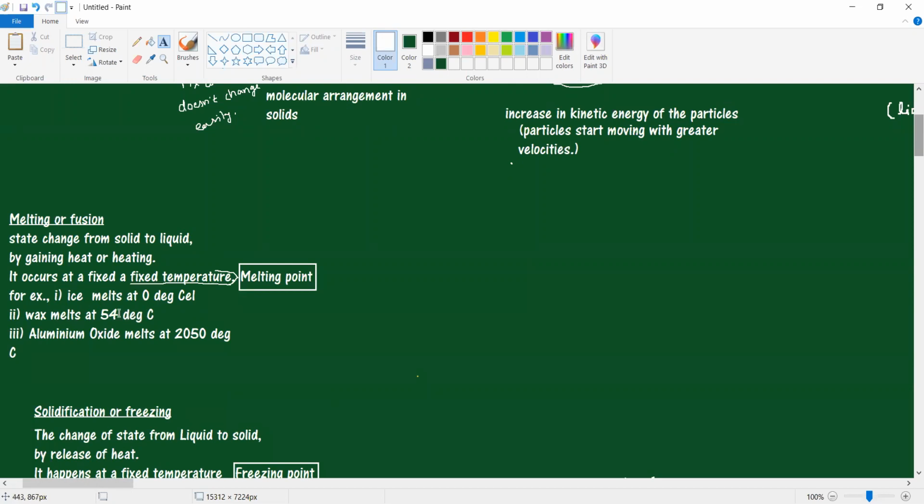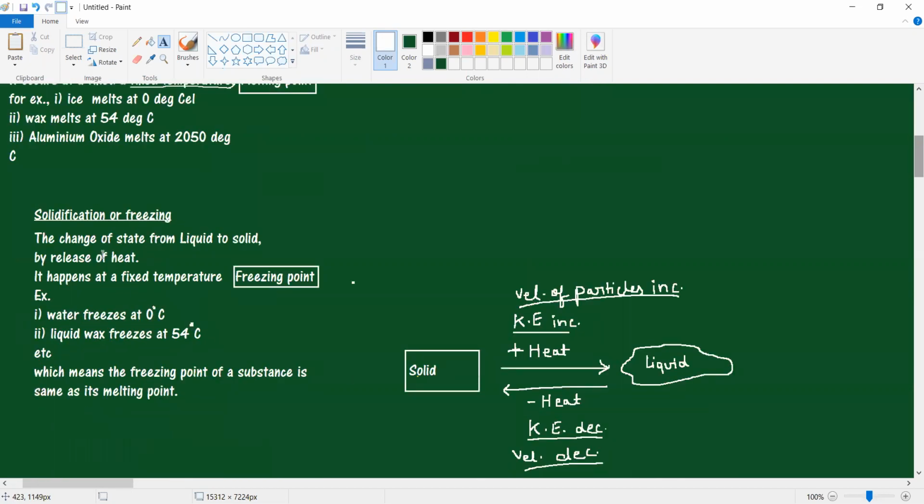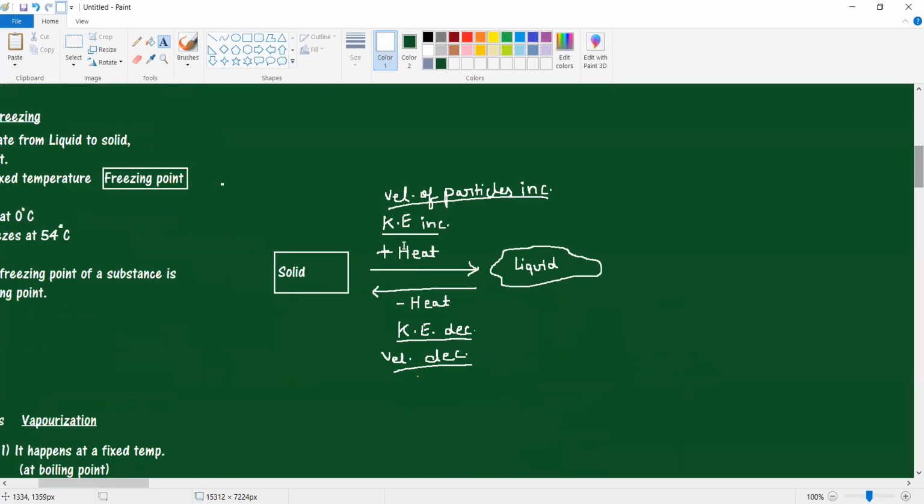Ice melts at 0 degrees Celsius, wax melts at 54 degrees Celsius. Solidification or freezing is just the opposite of melting. The change of state from liquid to solid happens by release of heat from the liquid. It also happens at a fixed temperature. Similarly, as ice melts at 0 degrees Celsius, water freezes at 0 degrees Celsius. So, we conclude that the freezing point of a substance is the same as its melting point. There's a diagram showing the same thing. Kinetic energy increases as we give heat, and if we take out heat, kinetic energy decreases.